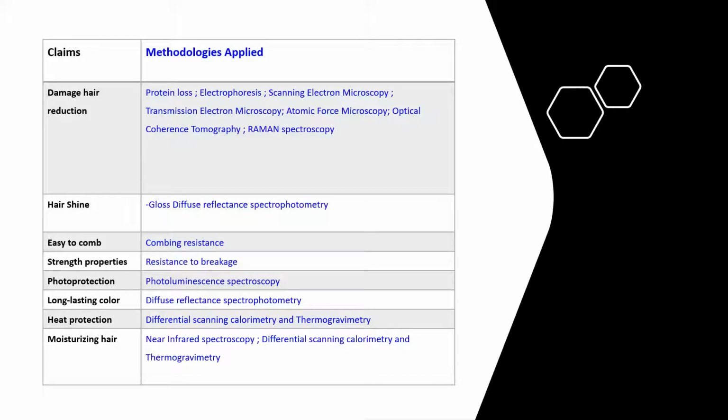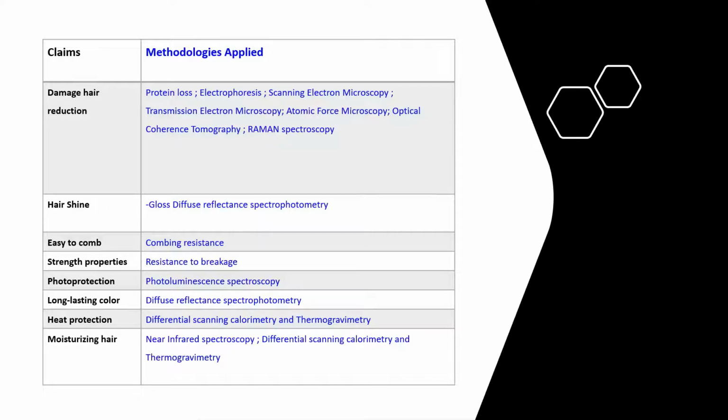For long lasting colors, diffuse reflectance spectrophotometry is used. For heat protection, it can be determined using differential scanning calorimetry and thermogravimetry. For moisturizing hairs, you need to use near infrared spectroscopy, differential scanning calorimetry, and thermogravimetry. So now you can understand these are the claims being made by the cosmetic products, the hair care products.